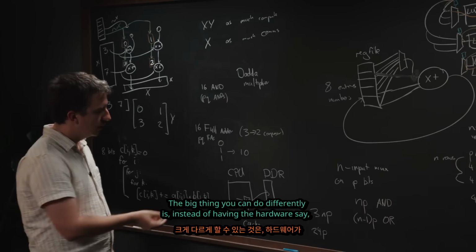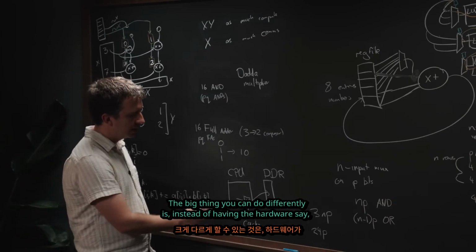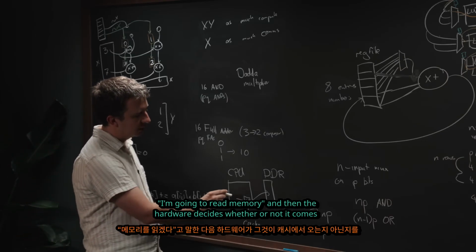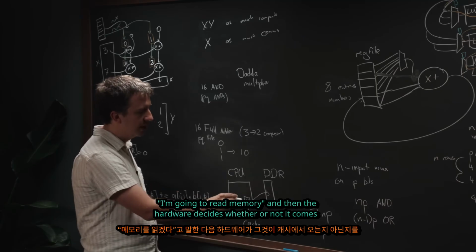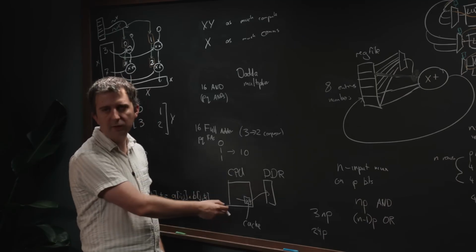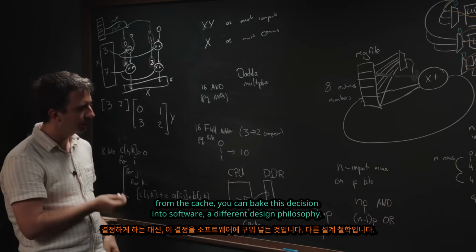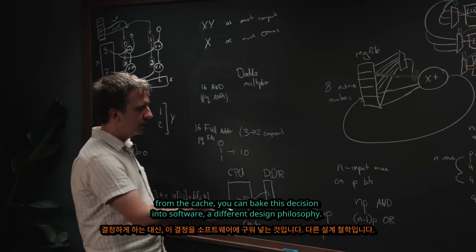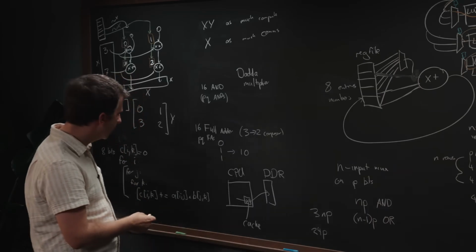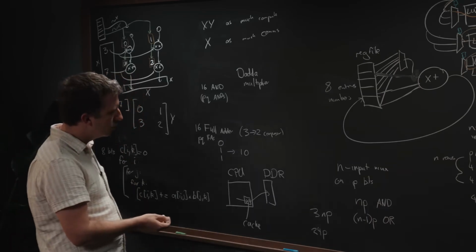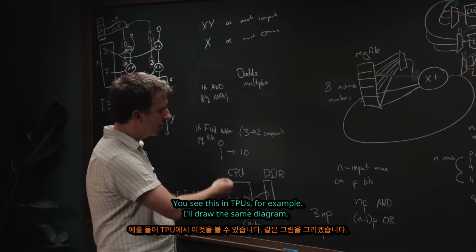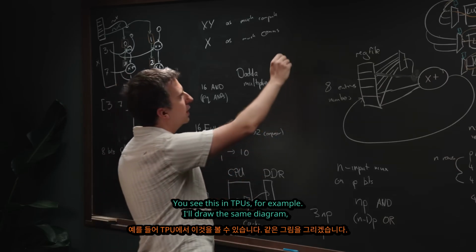The big thing that you can do differently is, instead of having the hardware say, I'm going to read memory and then the hardware decides whether or not it comes from cache, you can actually bake this decision into software. So a different design philosophy is, and you see this in, for example, TPUs.